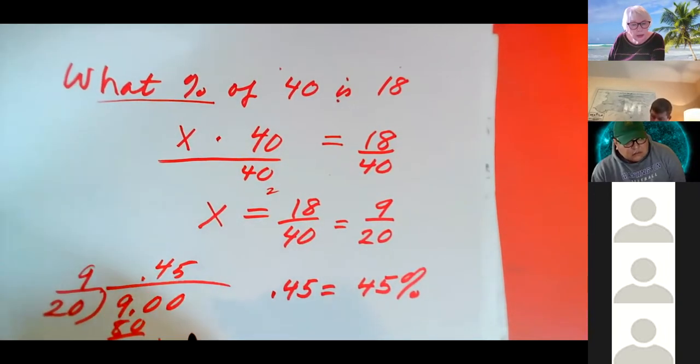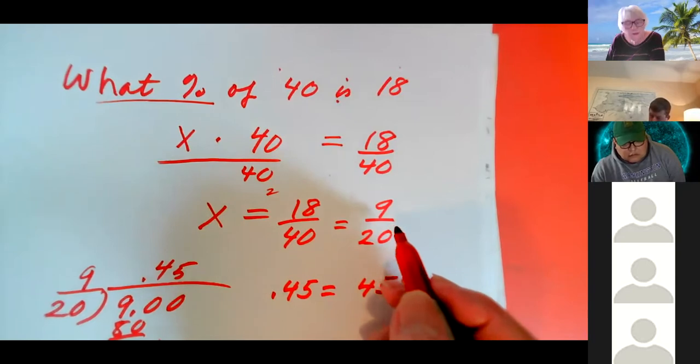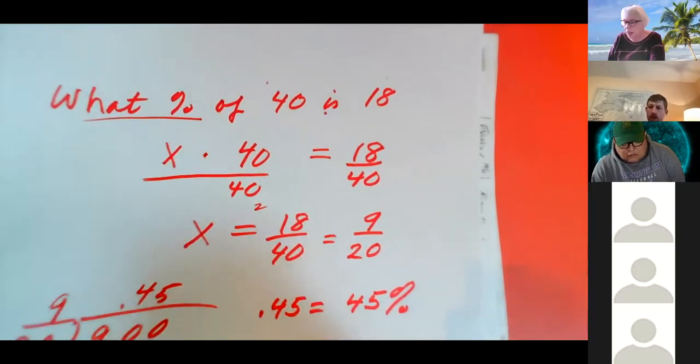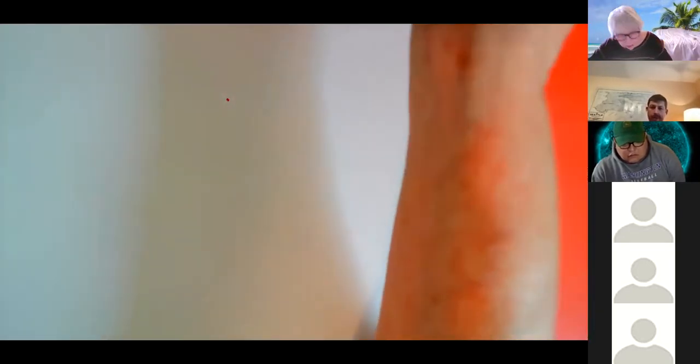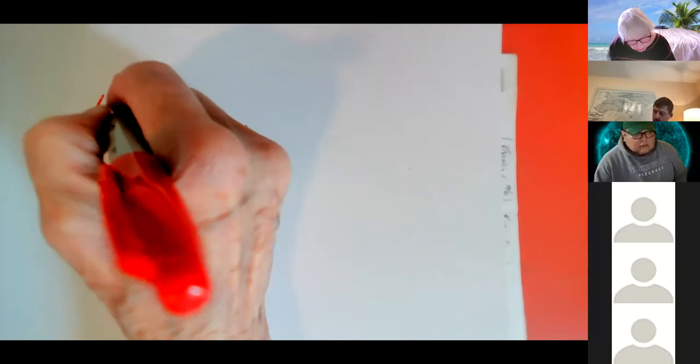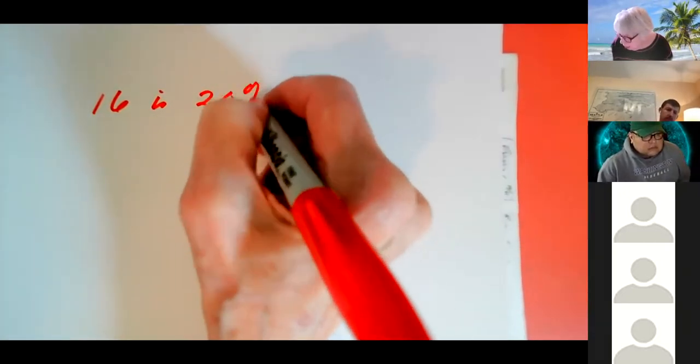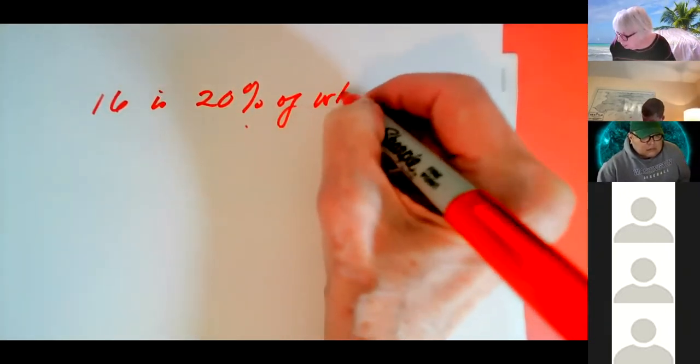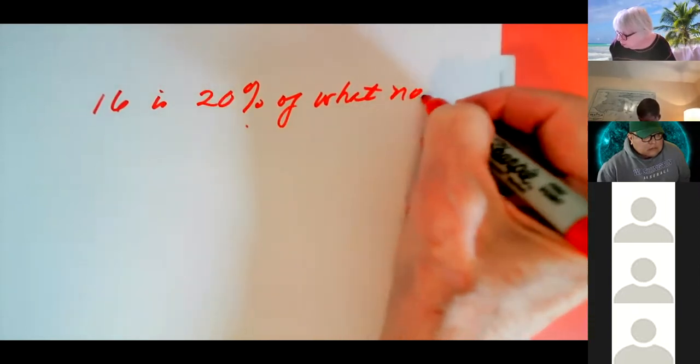You still have skills where you ended up with a fraction, but you needed to make it a percent. You actually know how to do that. And that's the thing about percents. You've got to go back and forth between fractions and decimals and percents, and so on. Let's look at this one. 16 is 20% of what number?